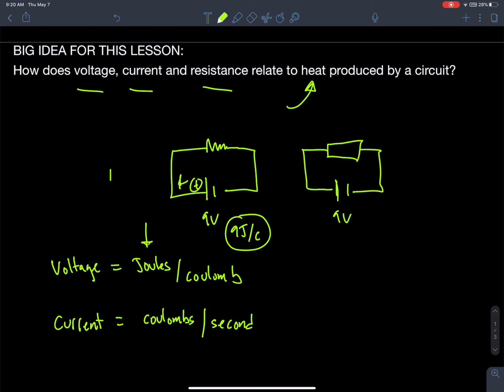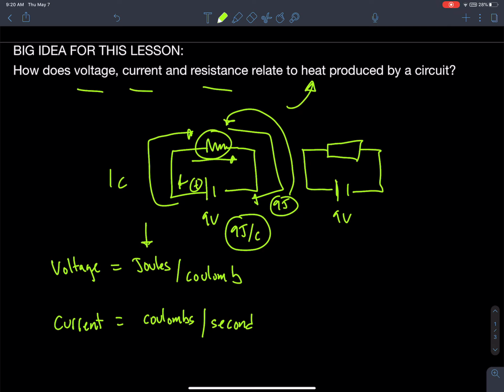So if I had 1 coulomb of charge flow through this entire circuit, it would release 9 joules of energy. For every coulomb of charge that flows through that circuit, I release 9 joules of energy, okay? So you can imagine, for every coulomb of charge that flies past this resistor, 9 joules of energy is going to be released by that resistor. So that explains it. As a coulomb of charge flows through the circuit, 9 joules of energy is released by the resistor, and that energy is going to be converted into heat energy.